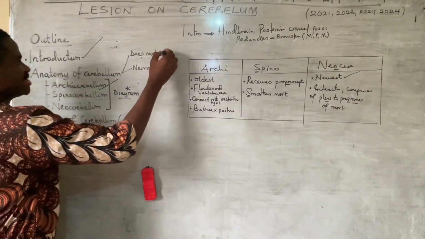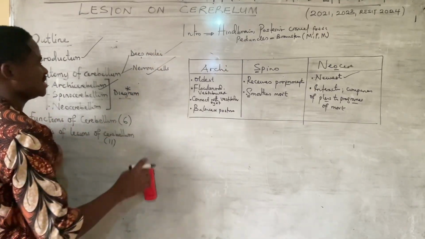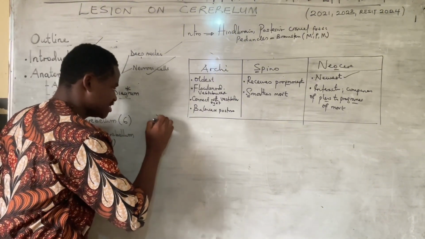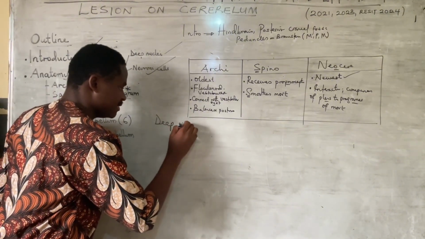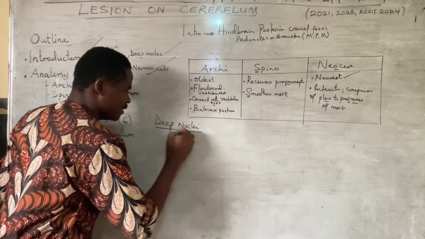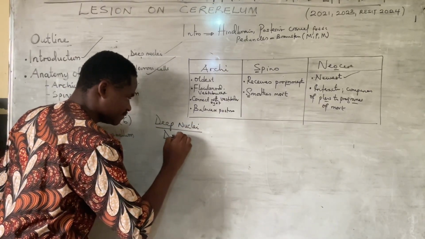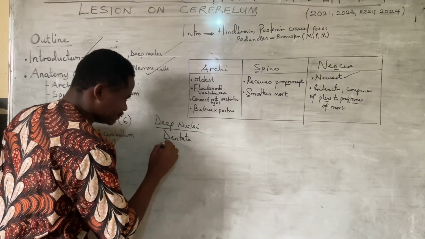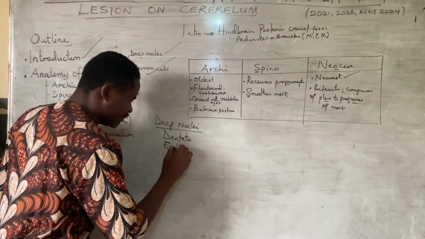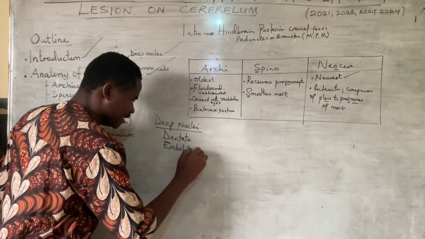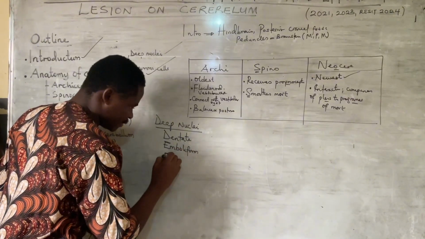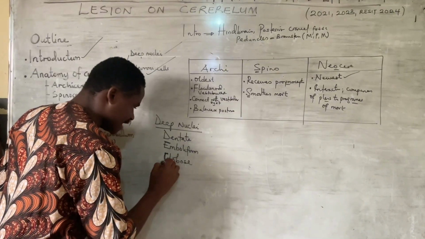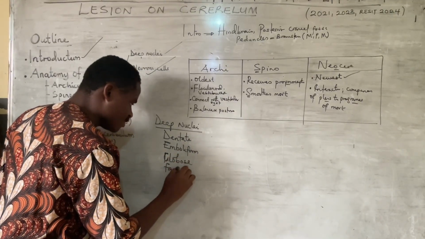Now you have to list out the deep nuclei and then list out the neurons. For the deep nuclei, let me list them out: dentate, emboliform, globose, and fastigial. I think some people call that an abbreviation.